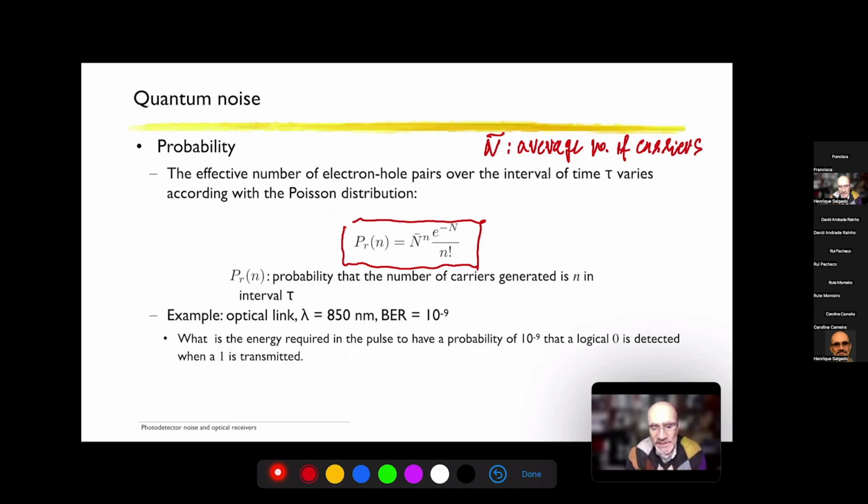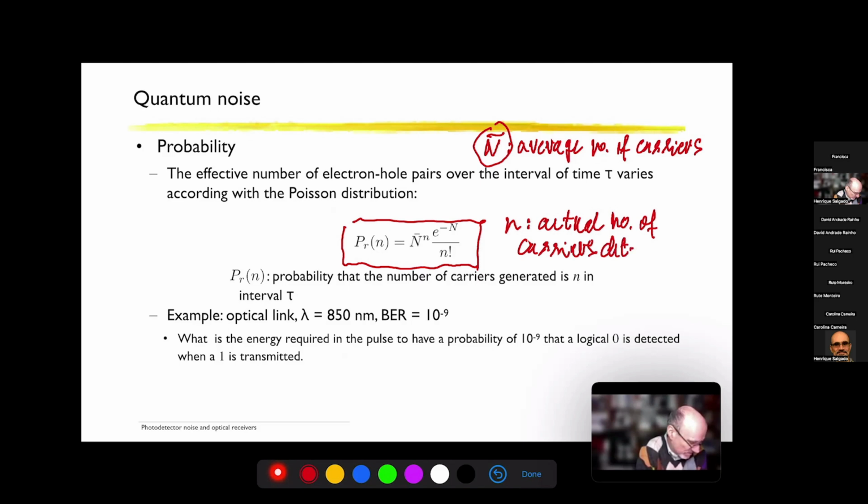And this equation tells us the following. If we have a certain average number of carriers being detected, which is defined by this capital N bar, the probability that the number of carriers generated is small n, so this will be the actual number of carriers detected, the probability that the number of electron-hole pairs is small n, given a certain average of carriers being generated at the detector, is given by this expression here.